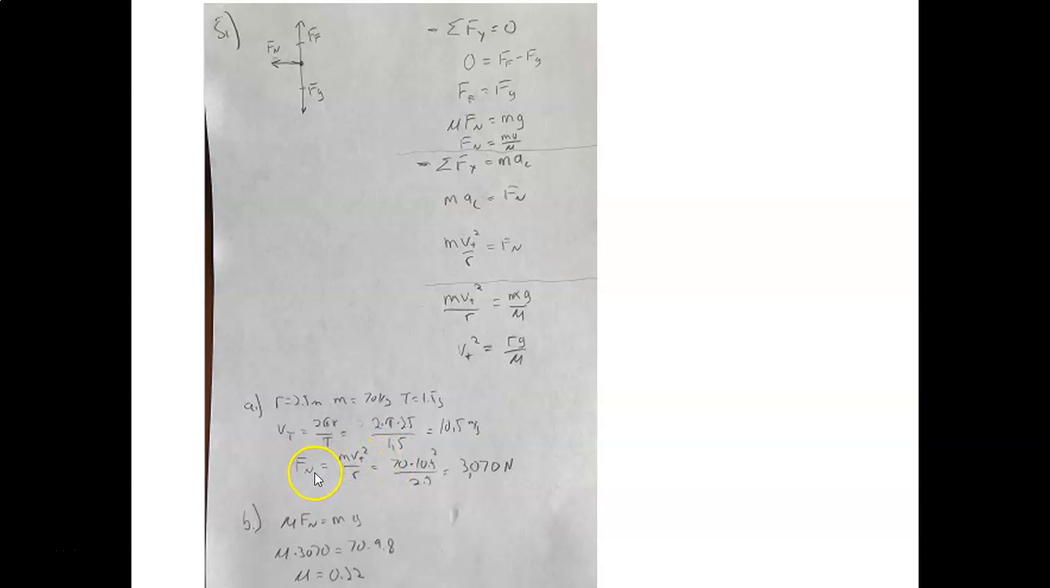What's the normal force? That's equal to m times a sub c, or m vt squared over r. Since we know vt and m and r, we'll plug those in, and we get that the normal force is equal to 3070. And then lastly, what's the coefficient of friction? Based on that, mu Fn equals mg. So plugging in for the Fn that we just found and mass times gravity, we get the minimum coefficient equals 0.22, and that of course does not have units.